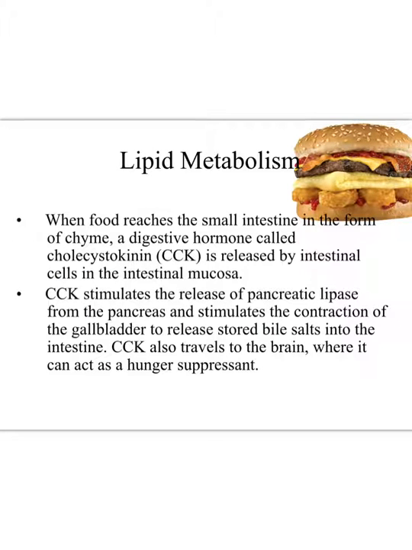Let's switch gears and talk about how we metabolize fats. When you've eaten something, and just about everything does, that contains fat, a hormone called CCK, cholecystokinin, is going to be released that's going to stimulate gallbladder contraction. It's going to stimulate pancreatic secretion. And this is going to aid in digestion of fats.